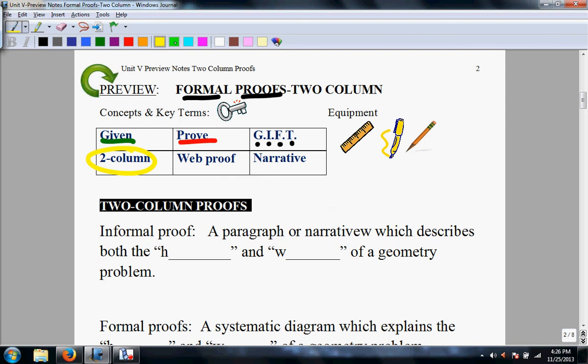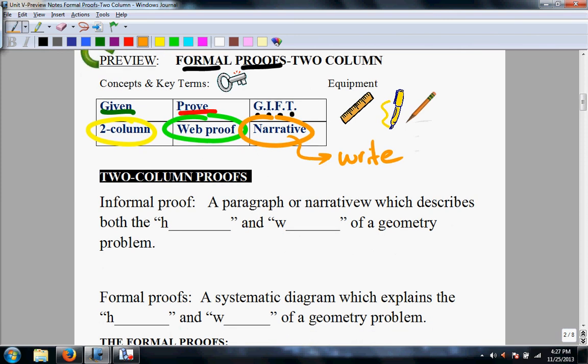This is new, the concept of a two-column proof versus a web proof. And then a narrative. A narrative is what we did in class on Monday and Tuesday. A narrative is where you just write. So in an informal proof, a paragraph or a narrative describes the how and the why of geometry. That's an informal proof. It has little structure. All you do is just write and make sure your writing is detailed and specific.